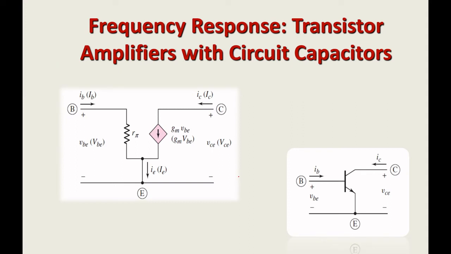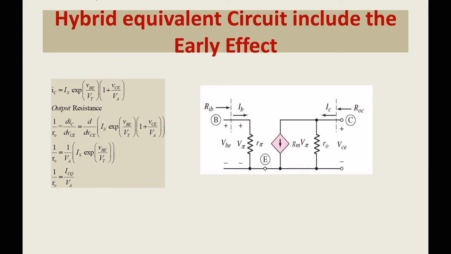Now is a very important part. I have already explained the important parameters, R pi and GM, and the product of R pi and GM is nothing but beta. There is another parameter, R naught. I will explain that part also. R naught is your output resistance. It is with respect to the Early voltage. I am not going into detail, I'll explain with the characteristics curve.